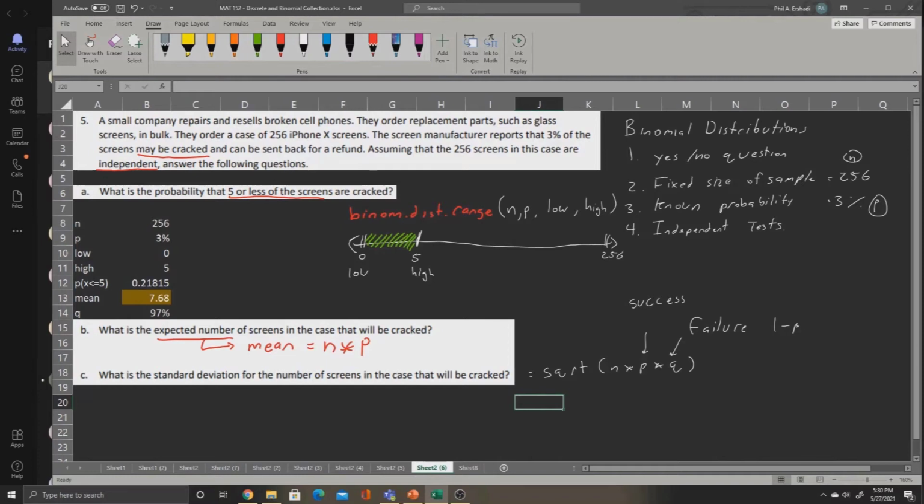So now down below here, we'll make an entry for the standard deviation. We'll say equals SQRT. We will click on N, multiply P, multiply Q. When we press enter, we get a standard deviation of 2.7294.